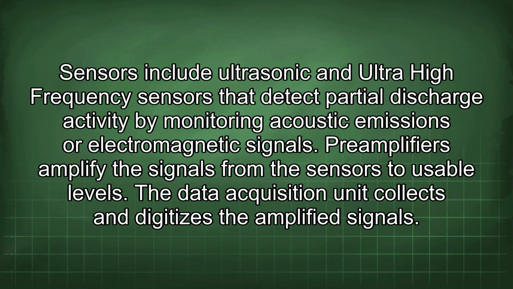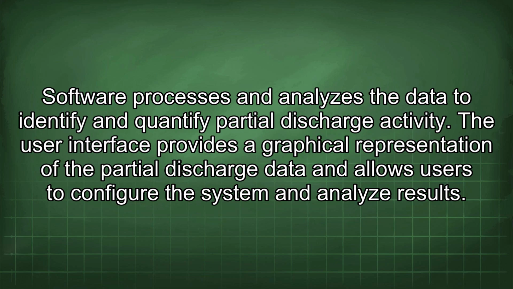Sensors include ultrasonic and ultra-high frequency sensors that detect partial discharge activity by monitoring acoustic emissions or electromagnetic signals. Preamplifiers amplify the signals from the sensors to usable levels. The data acquisition unit collects and digitizes the amplified signals. Software processes and analyzes the data to identify and quantify partial discharge activity.